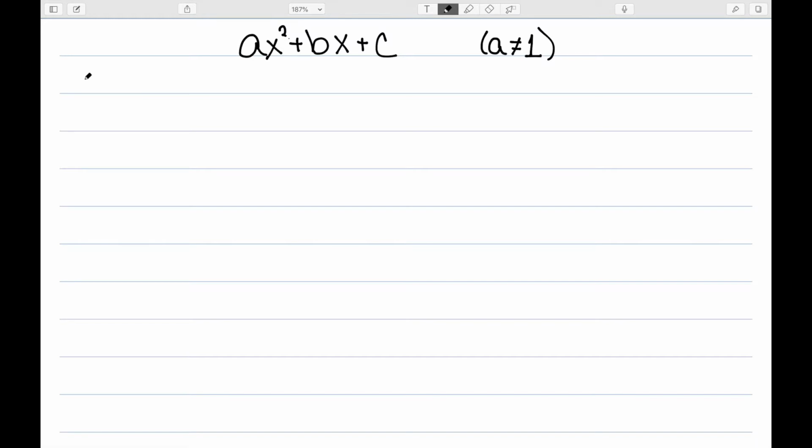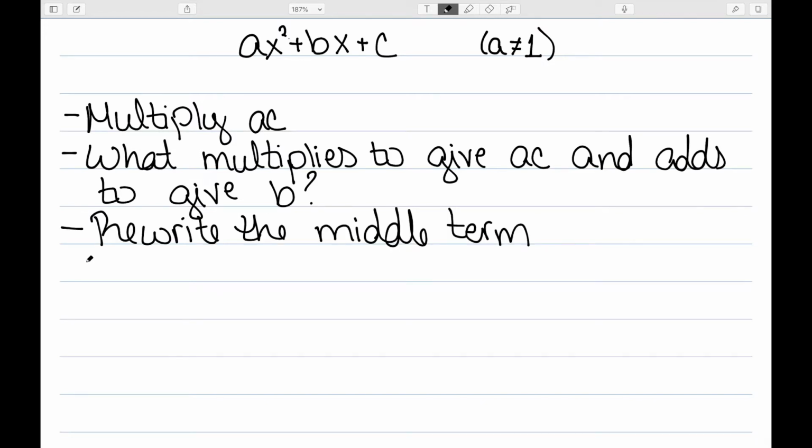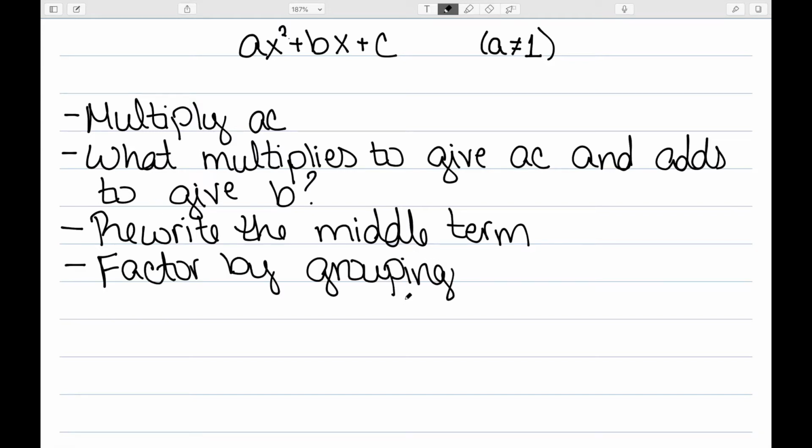We're going to do this using the AC method, so there's a few steps that we need to do. Our first step is we're going to actually multiply our A and our C. The next step, we need to figure out what multiplies to give that value AC that we just found, but adds to give B. We can then rewrite the middle term using those two numbers we just found. And from there, we can factor by grouping. So let's go through a few examples to see how this works.